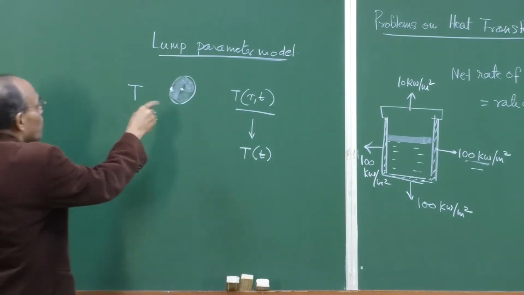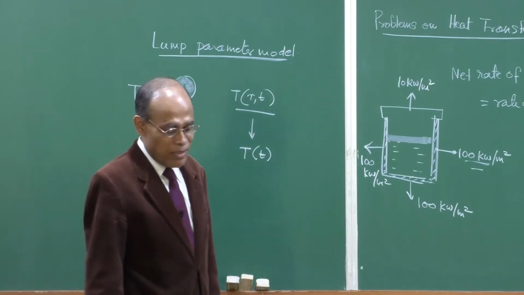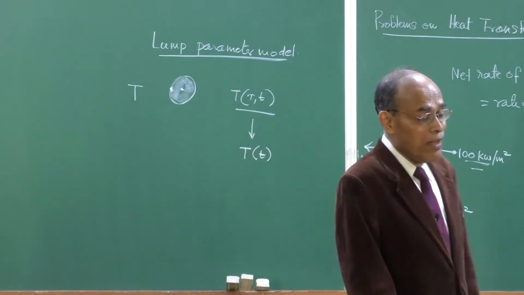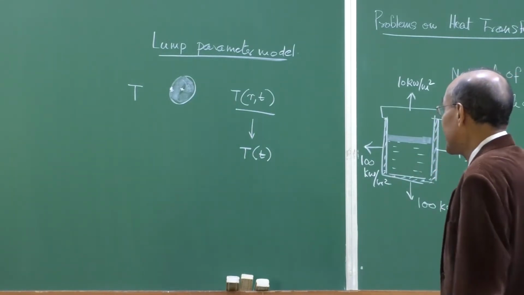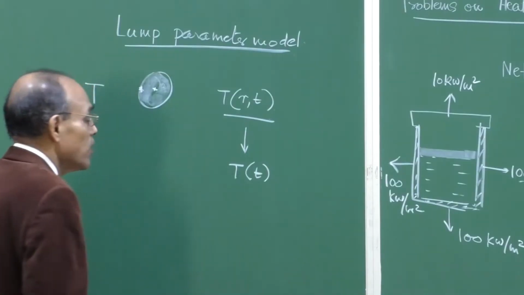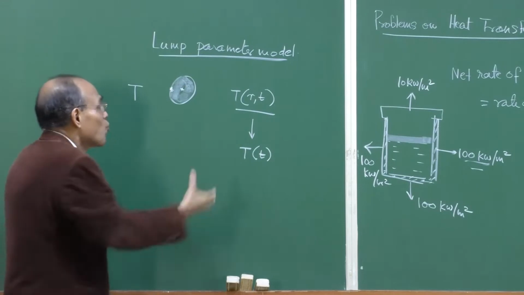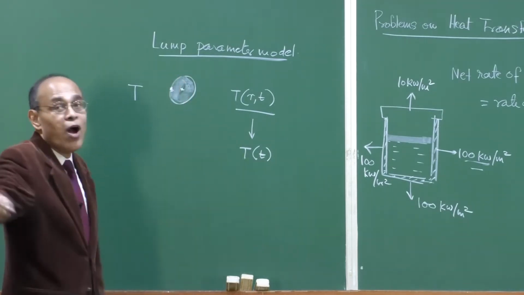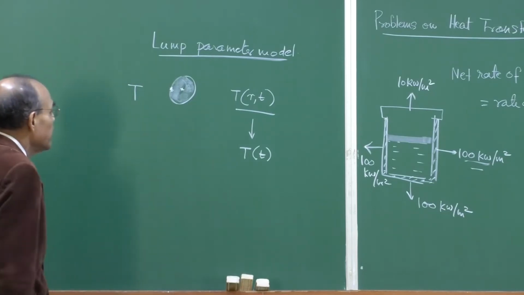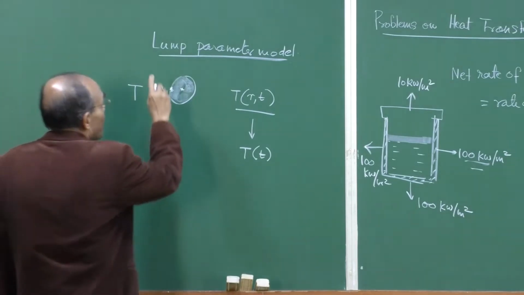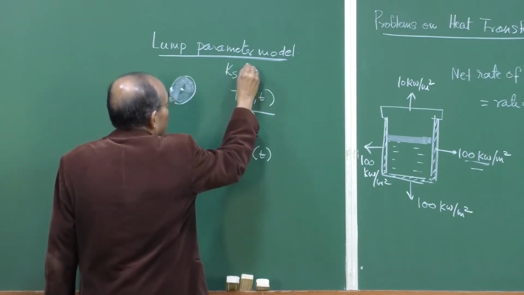So, lump parameter models are applicable in many cases, particularly for those operations where the thermal conductivity of the solid is quite large, because if the thermal conductivity of the solid is very large, then what happens? Heat is going to flow out very quickly, and as a result the gradient will become flatter, and therefore, we can say that lump parameter models are going to be applicable when the thermal conductivity is very high.